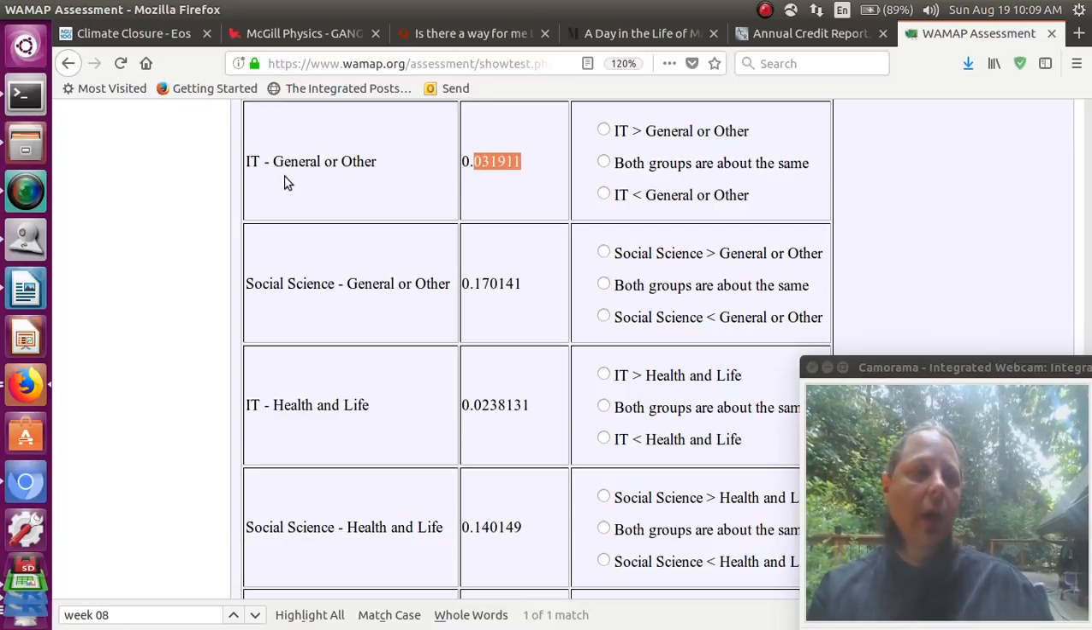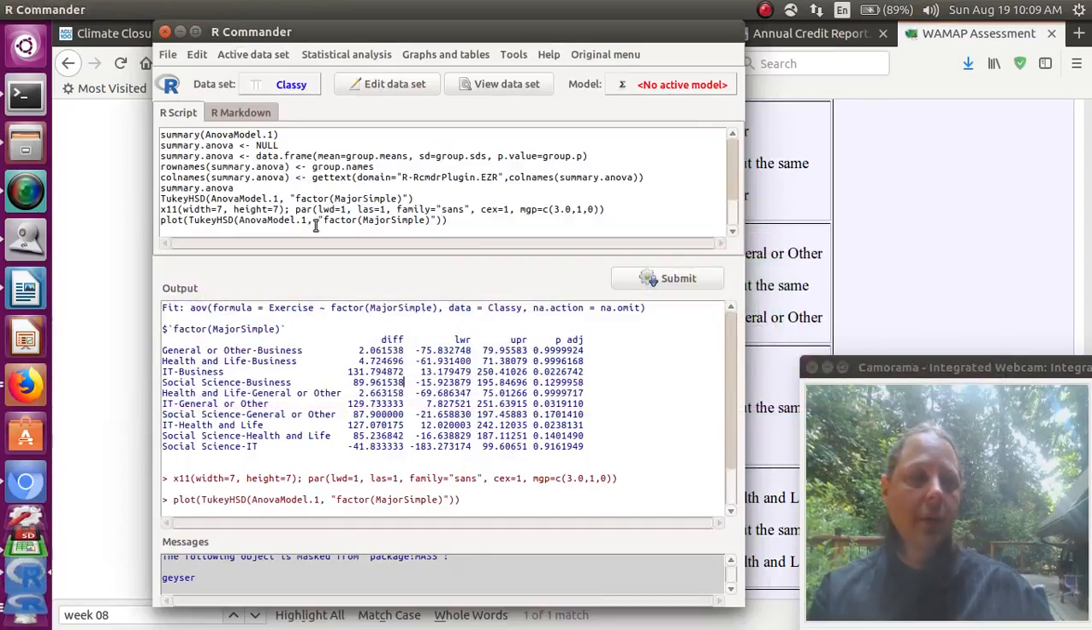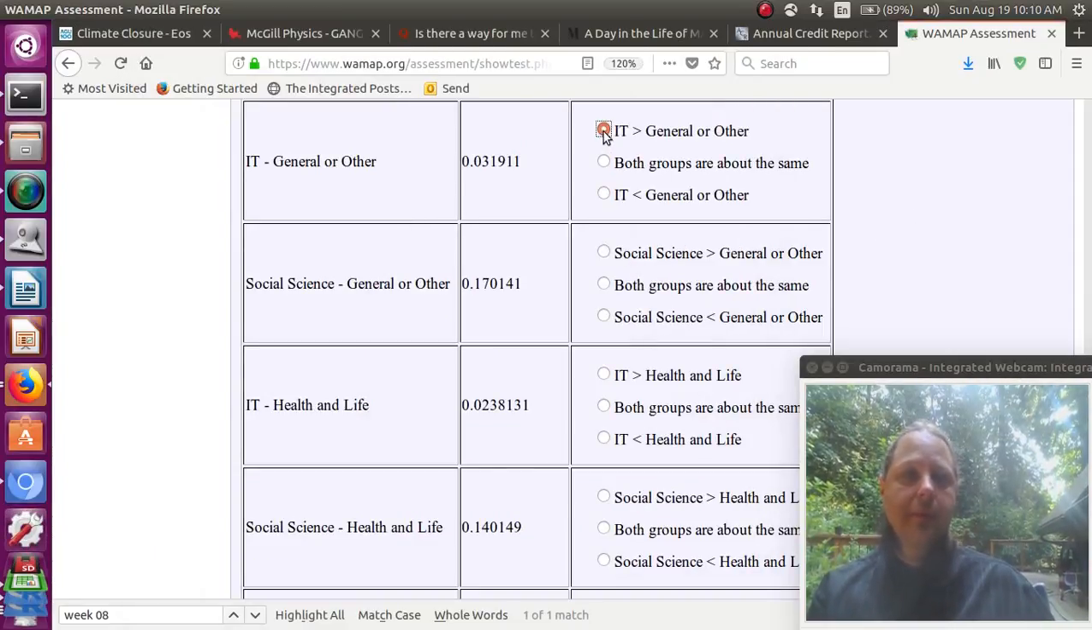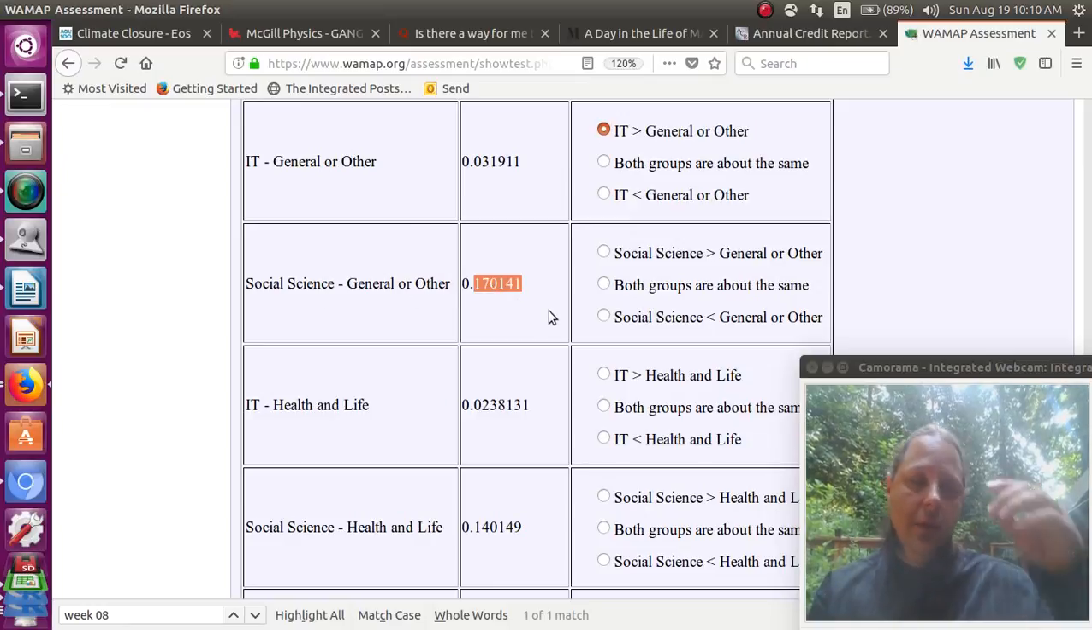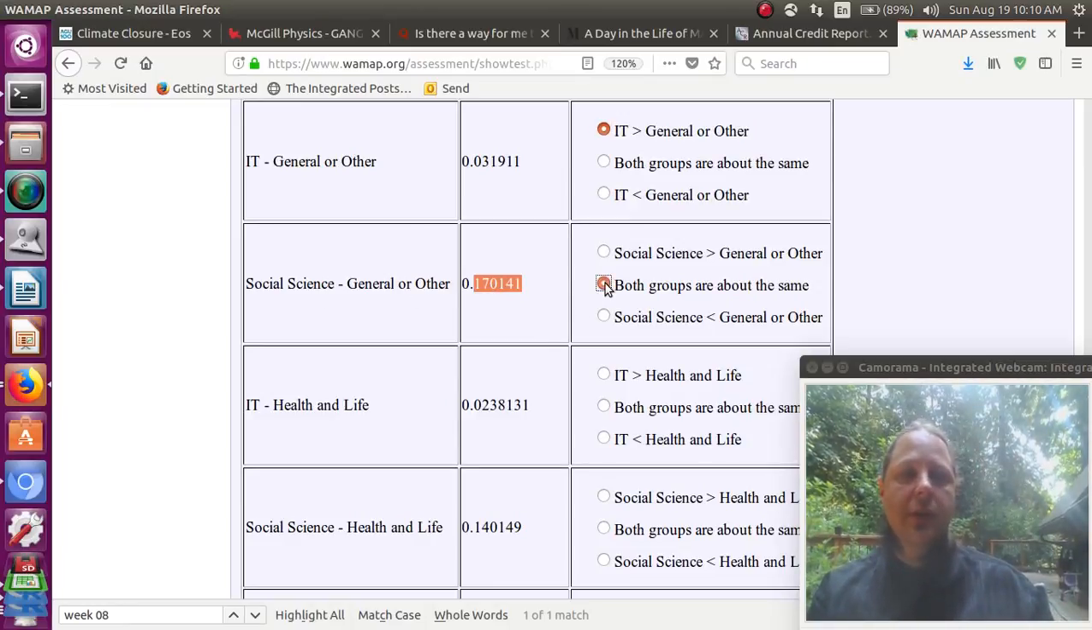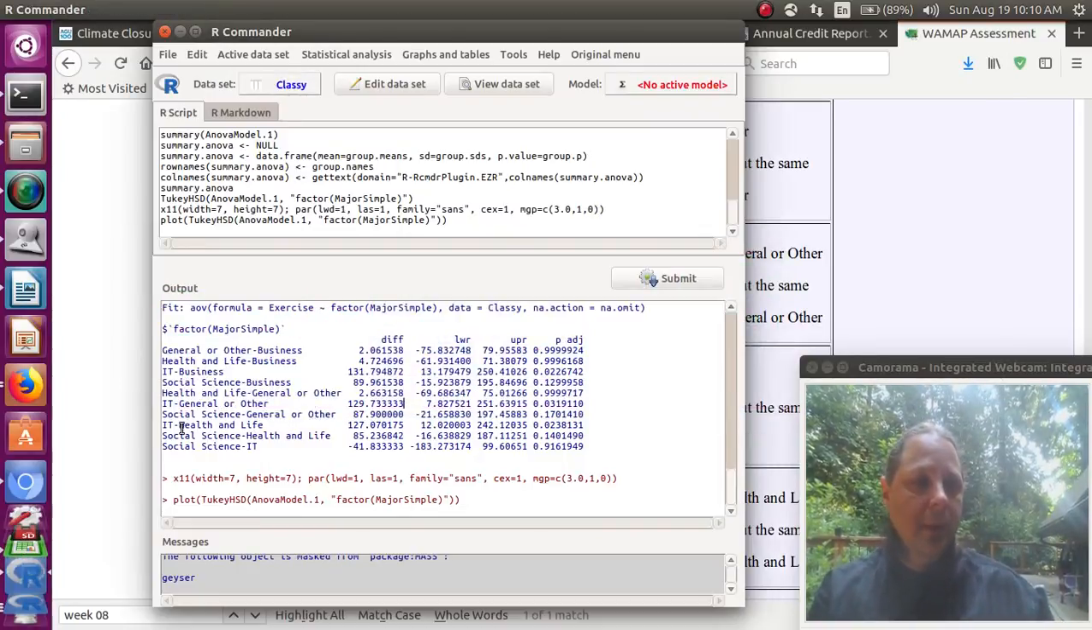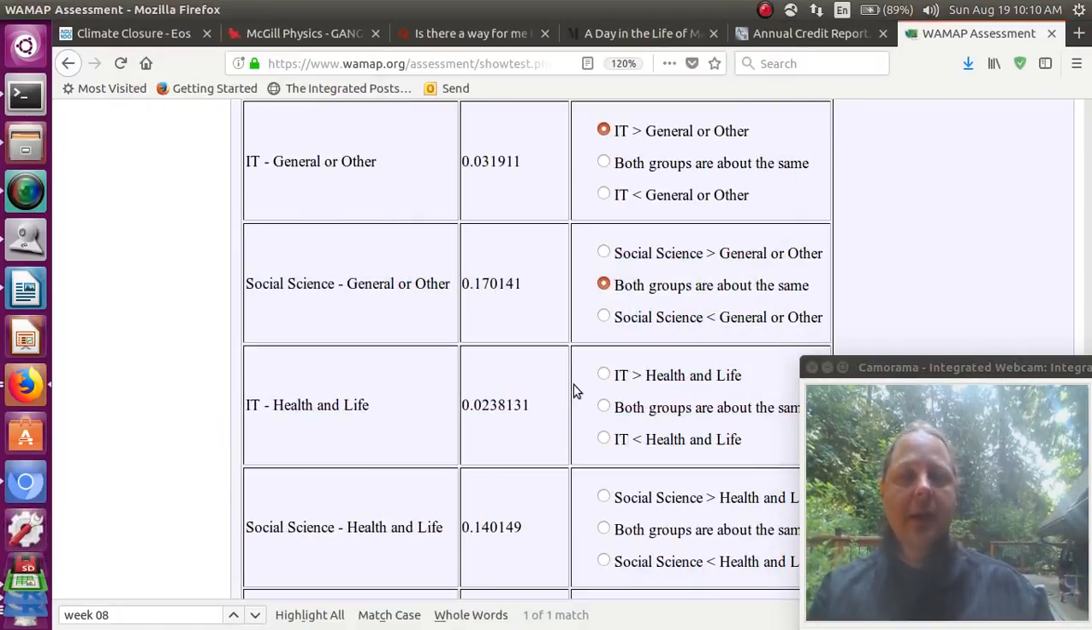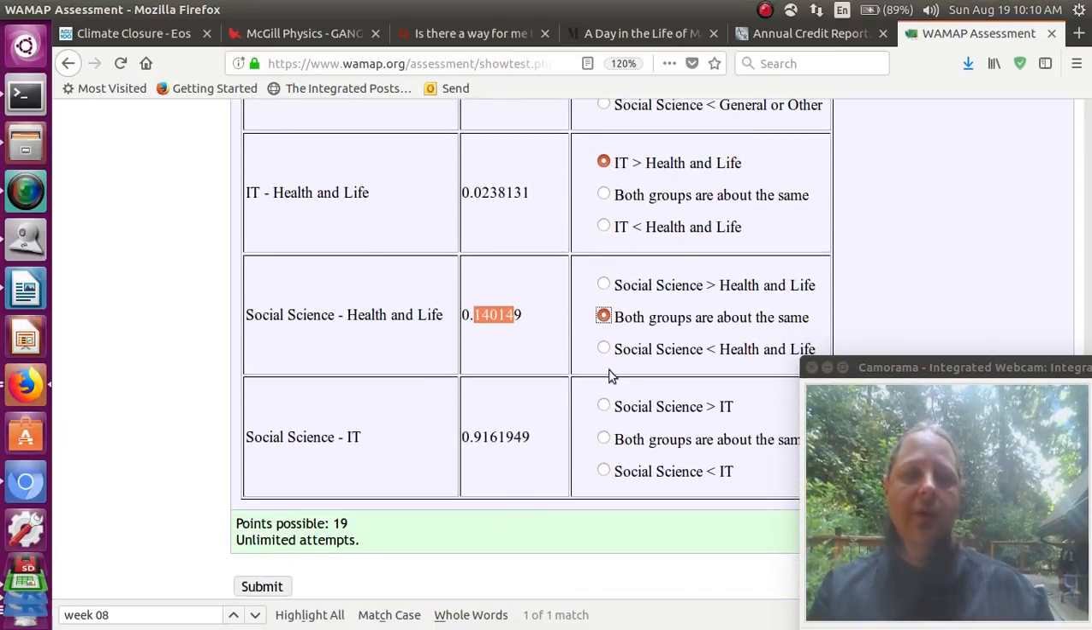This p-value is small. IT minus general other is different. Let's look at it. The mean of IT minus the mean of general other has a positive value, 129.7. That means that IT is bigger than general and other. This p-value is larger than alpha, so there's no difference between social and general other. This p-value is small, so we'll go compare IT to health and life. IT minus health and life is a positive number, 127, so that means IT is bigger than health and life. And the others are both no difference, because these p-values are larger than alpha.